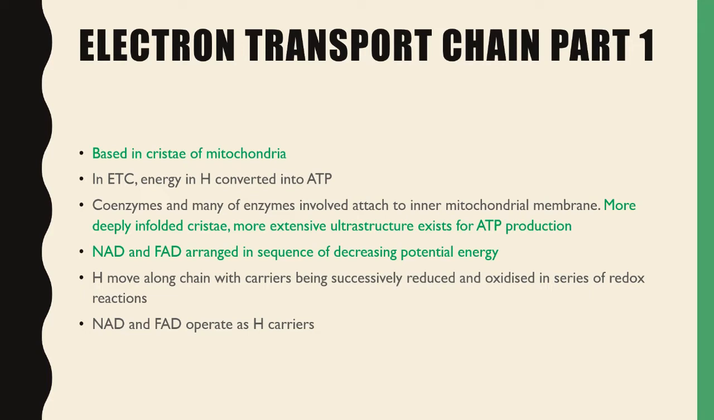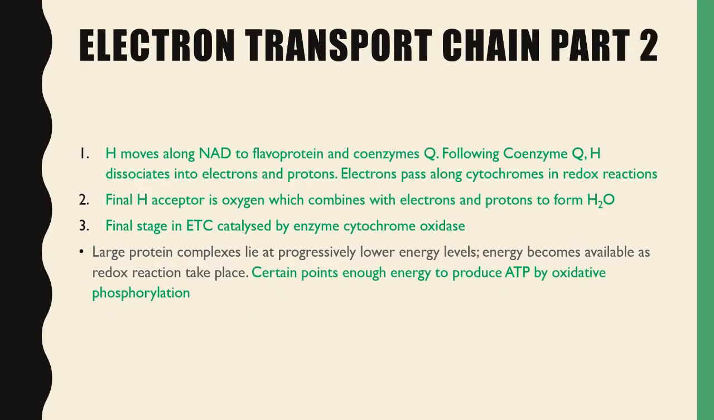Coenzymes and many of these enzymes involved will attach to the inner mitochondrial membrane, which is more deeply enfolded in the cristae, giving a more extensive ultrastructure for ATP production. NAD and FAD will be arranged in a sequence of decreasing potential energy, with hydrogen moving along the chain, with carriers being successively reduced and oxidized in a series of redox reactions.